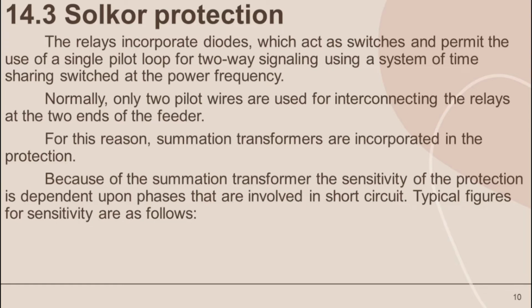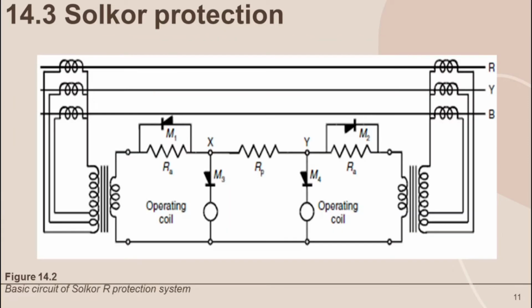Normally, only two pilot wires are used for interconnecting the relays at two ends of the feeder. For this reason, summation transformers are incorporated in the protection. Because of the summation transformer, the sensitivity of the protection is dependent upon the phases that are involved in short circuit. Typical figures for sensitivity are as follows later. So again, ito yung basic circuit diagram ng Solcor R protection.